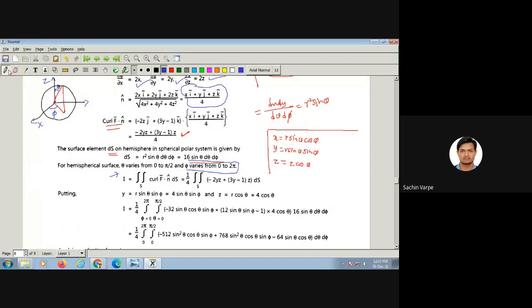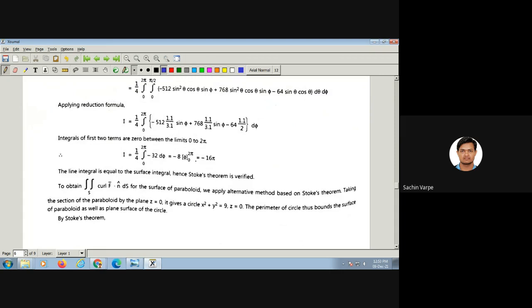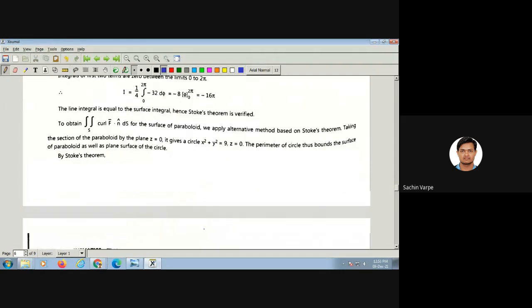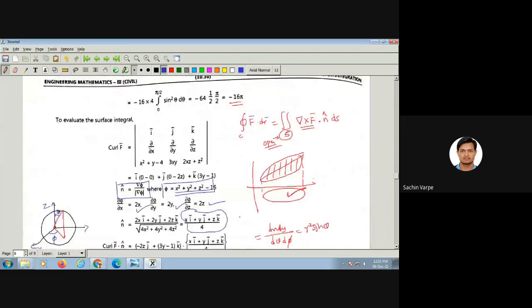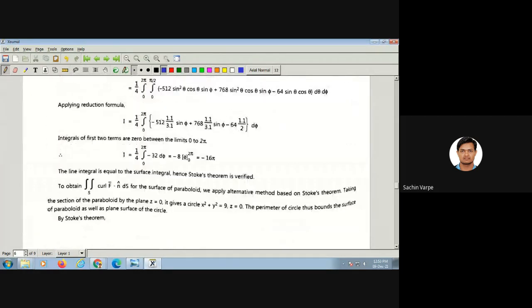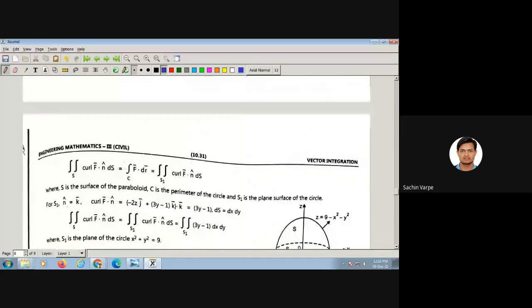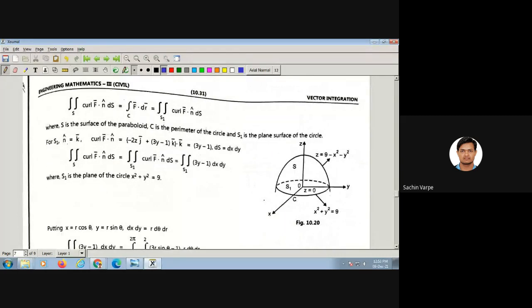Okay, so when we substitute x, y in terms of r, theta, phi, and ds, and the limits of theta and phi, we integrate it, we get the right hand side, that is minus 16 pi. So that is the verification. Such examples will definitely be asked in the final. You can ask any doubt if you have, but these are the conceptual questions.